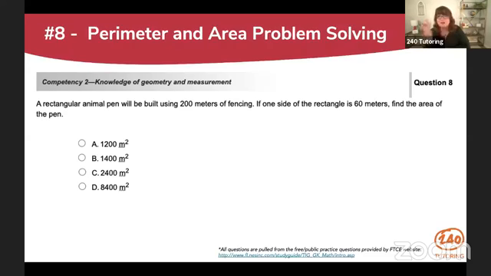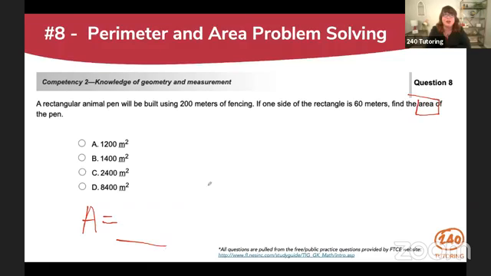Now, this question could actually fall under several standards, but I'm putting this in here because it's really helpful if you can draw this. So remember when we read that competency where it talked about using scaled models? That's what we're going to basically do here is draw this out. So I know it's asking me to find the area. A rectangular animal pen will be built using 200 meters of fencing. If one side of the rectangle is 600 meters, find the area of the pen. So I know ultimately I'm looking for area.